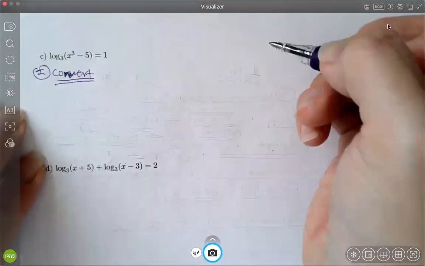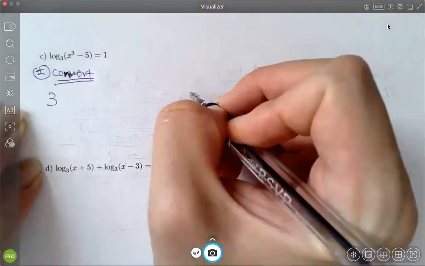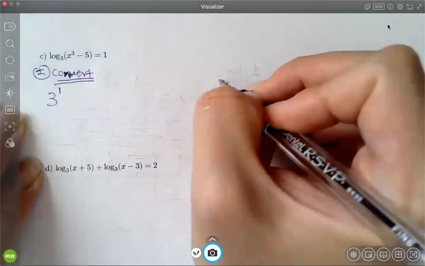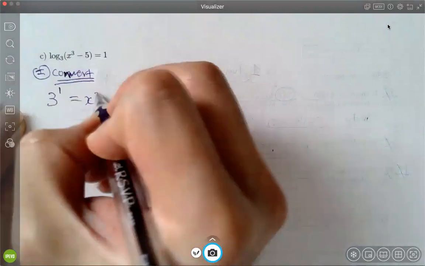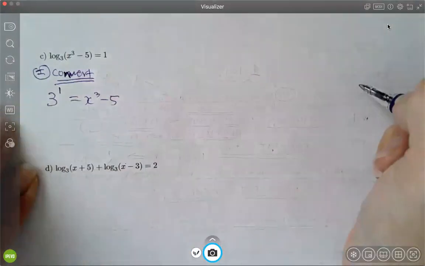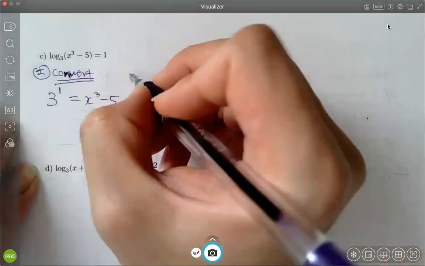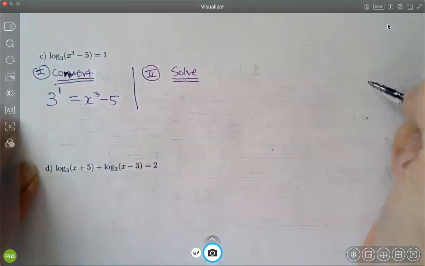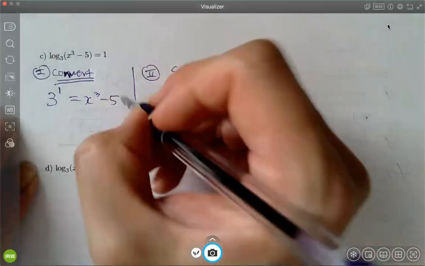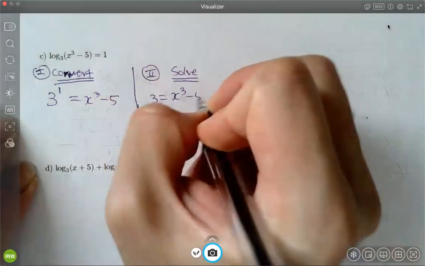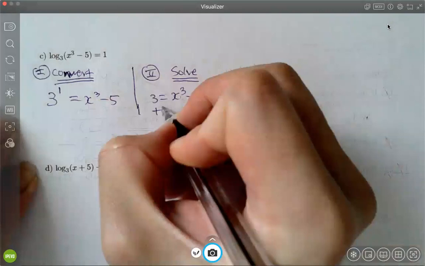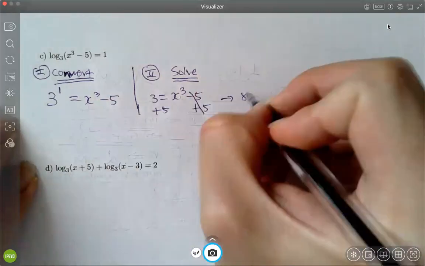Base goes to the base, which is 3. And then the result of the log, which is 1, right? And then the remaining thing, x cubed minus 5. And now, what is 3 to the power 1? 3, right? So 3 is equal to x cubed minus 5. And then what do we do? Add 5, right? So you get 8 is equal to x cubed.